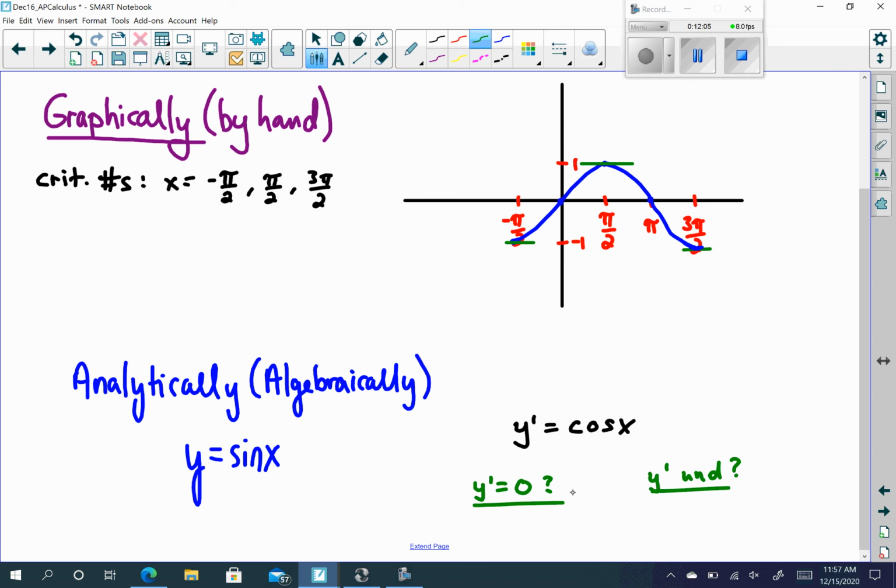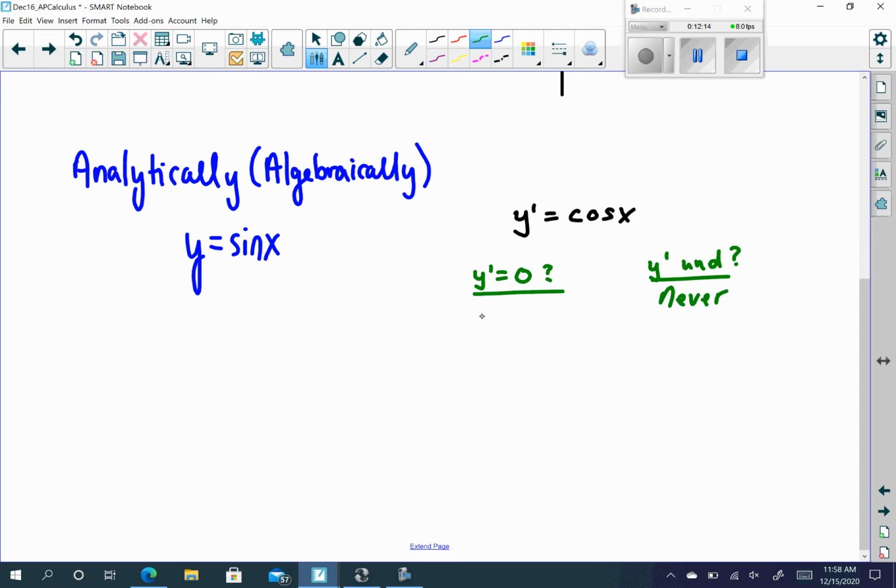So think of the graph of cosine x. Is there ever a value where the graph is undefined? No. So we'll say never undefined. However, cosine x is equal to 0. Keep in mind, we're just going from negative pi over 2 to 3 pi over 2.